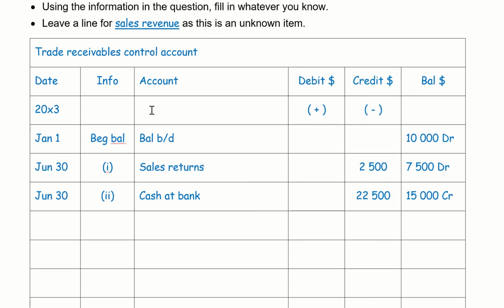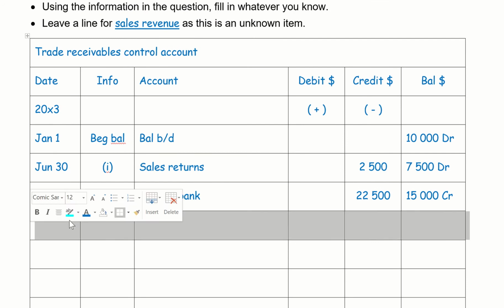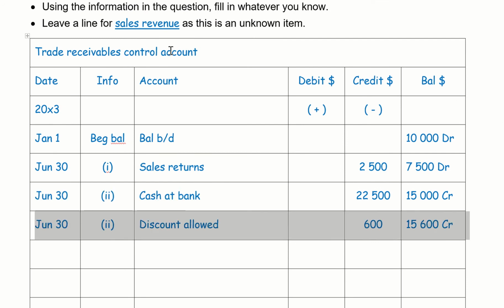And we are going to record this inside your trade receivables control account as such. Trade receivables control account reduced by $600. What is the other account affected? Discount allowed is affected. And of course, where did this information come from? It came from additional information II in your question.